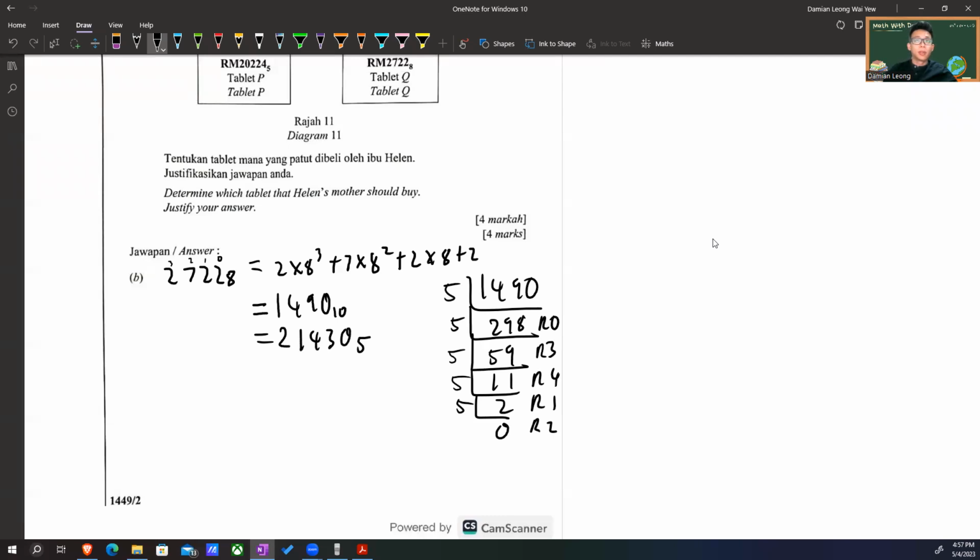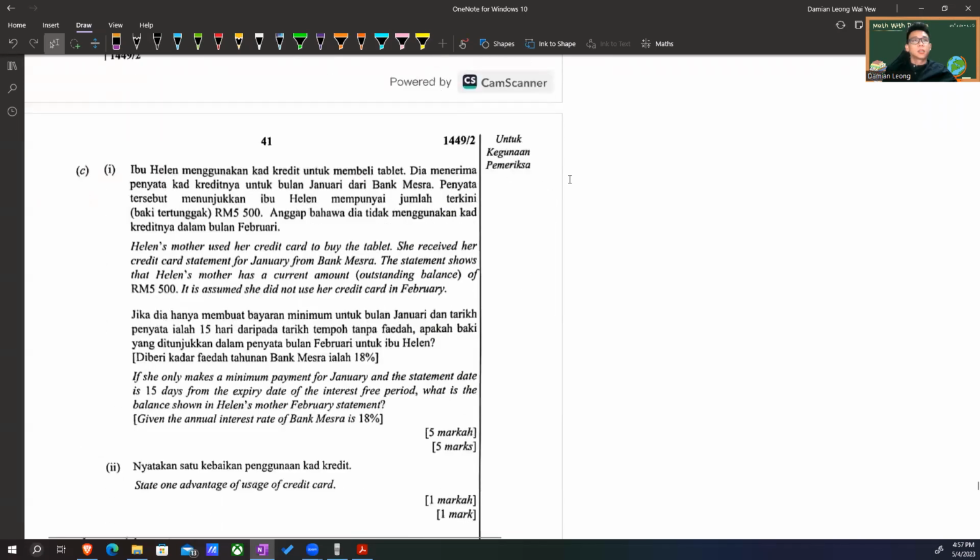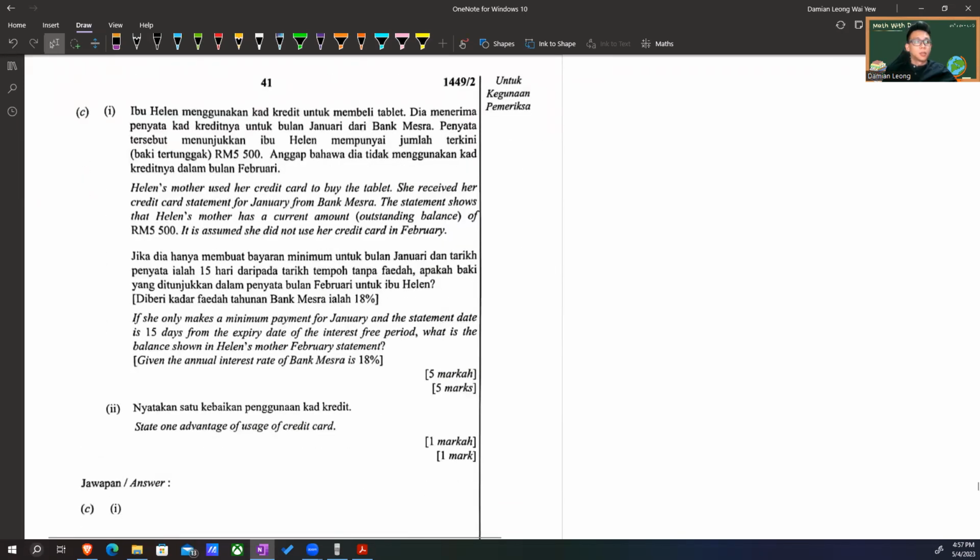So comparing these two, obviously Q is more expensive. So tablet P, because it is cheaper. Yeah. Next, part C.